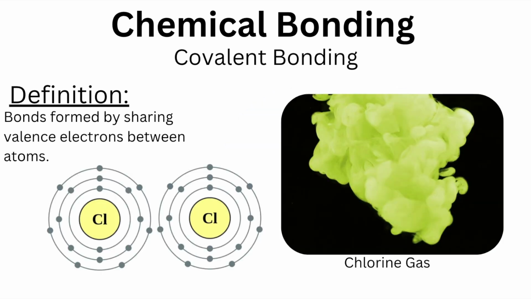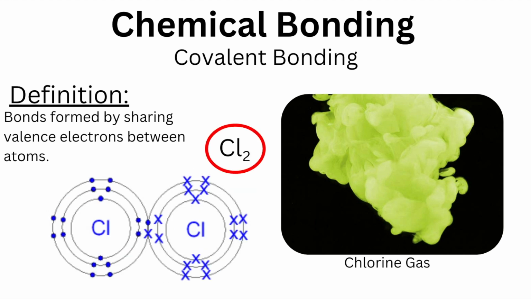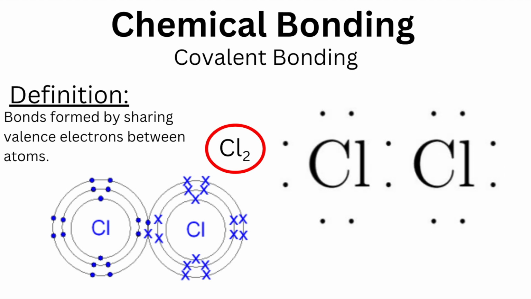Covalent bonding, being bonds formed by sharing valence electrons between atoms. For example, when we see chlorine gas, it is in molecules of 2 chlorine atoms. This is because they have a valence shell of 7. Thus, they each share 1 of their valence electrons, and both have 8 valence electrons each, giving us the chemical symbol Cl2, written like this in the form of electron dot structure.